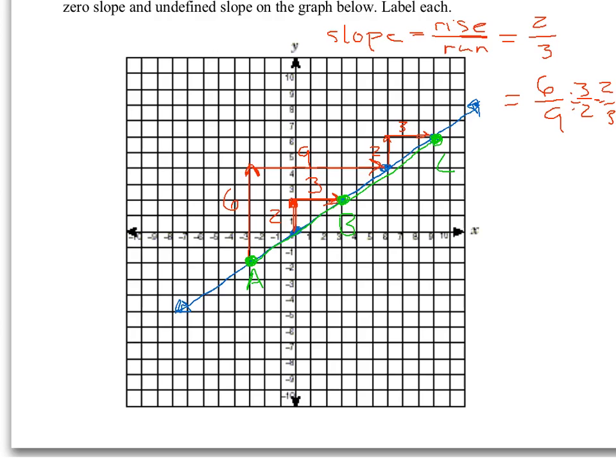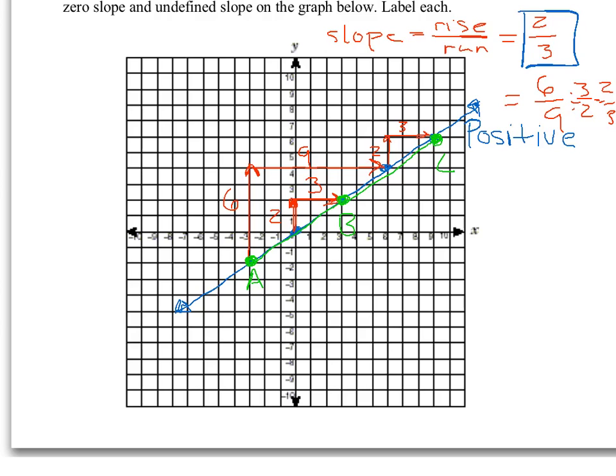It seems like such a tricky question when you read it, but it's asking you, hey, no matter where you are on the line, is the slope always the same? Yes. Absolutely. Now, we noticed that this blue line, we came out with a positive 2/3. So we know this is a positively sloped line.